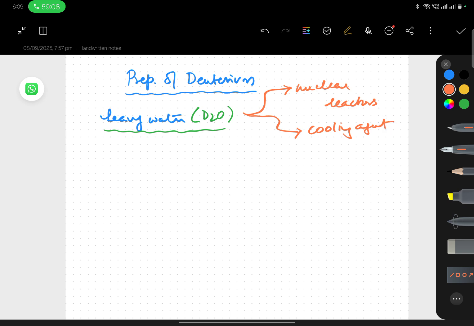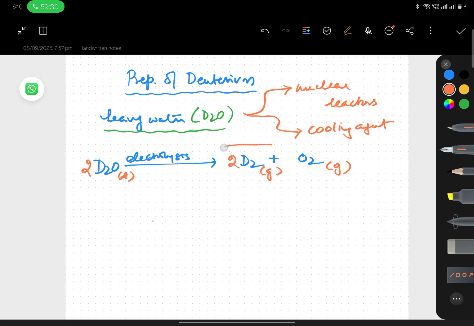Like cooling towers, they use it there. So they take D2O and electrolyze it. If you do this electrolysis, you will get D2 plus O2. Again put 2 here, put 2 here, you get the answer. So this is a liquid, this is gas, and this is gas. So you'll get 2 moles of D2.